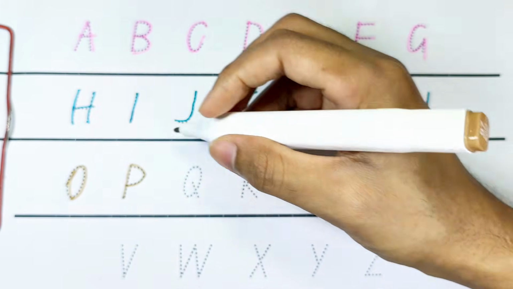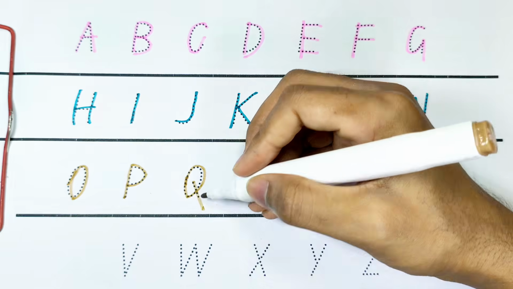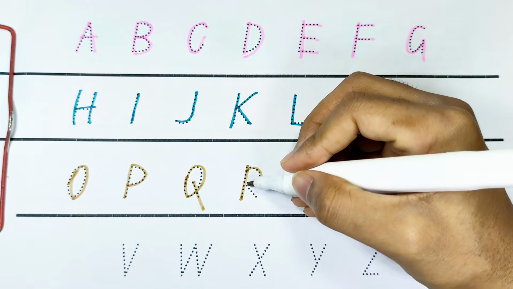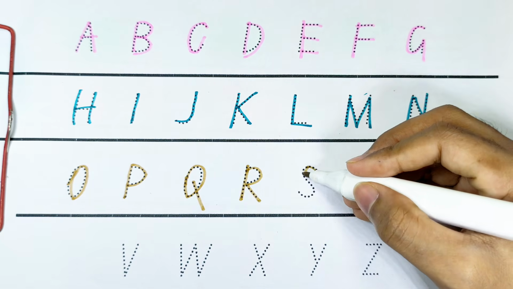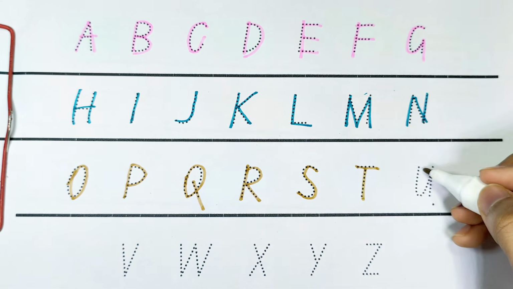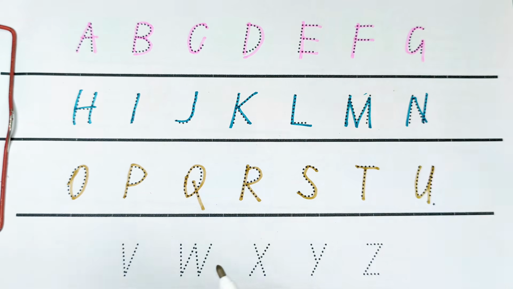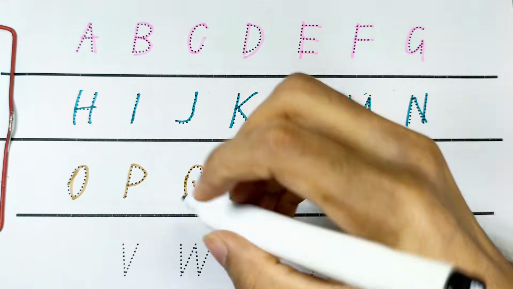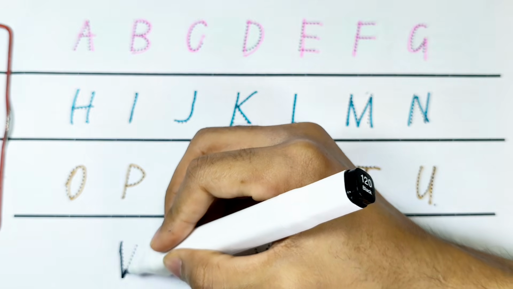P for penguin, P. Q for queen, Q. R for rose, R for rice, R. S for sun, S for snake. T for teacher, T. U for umbrella, U. Black color. Now we draw the alphabet V.